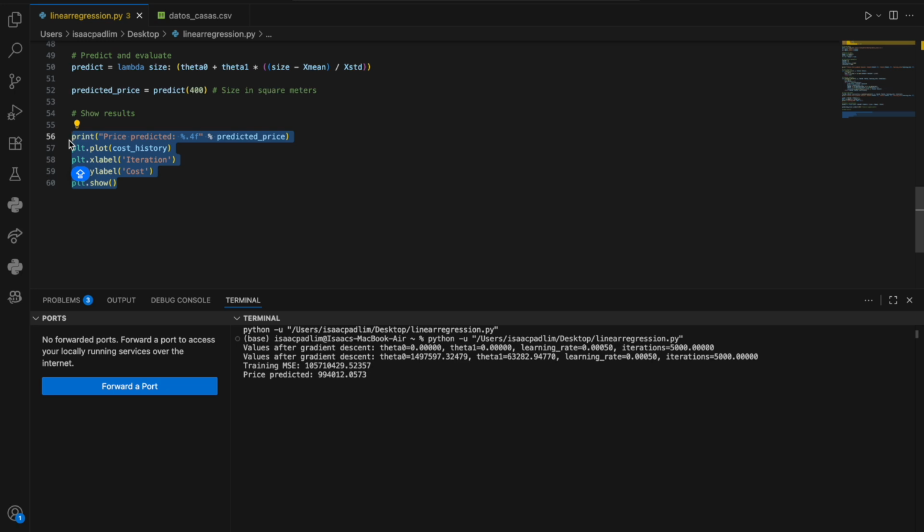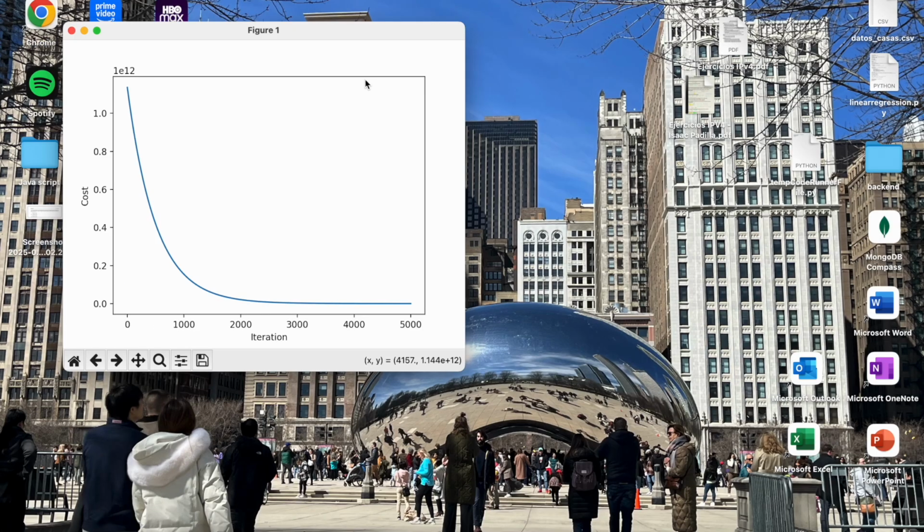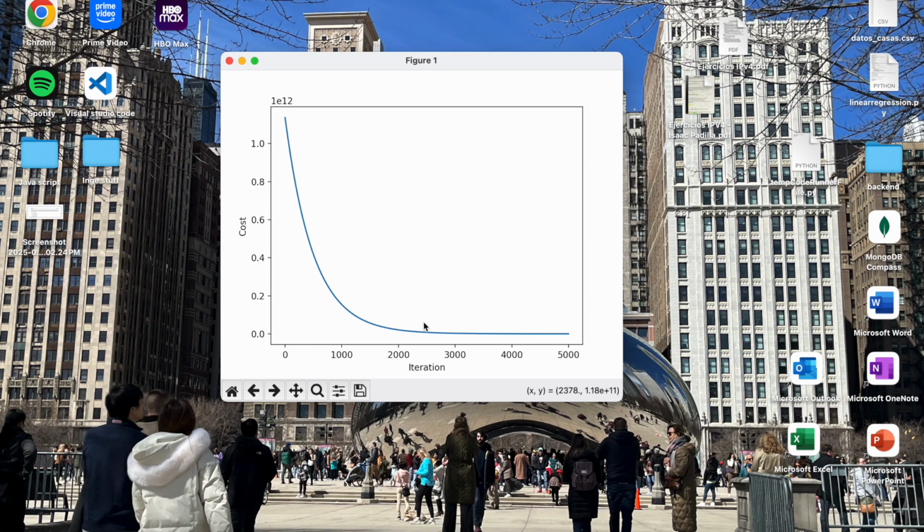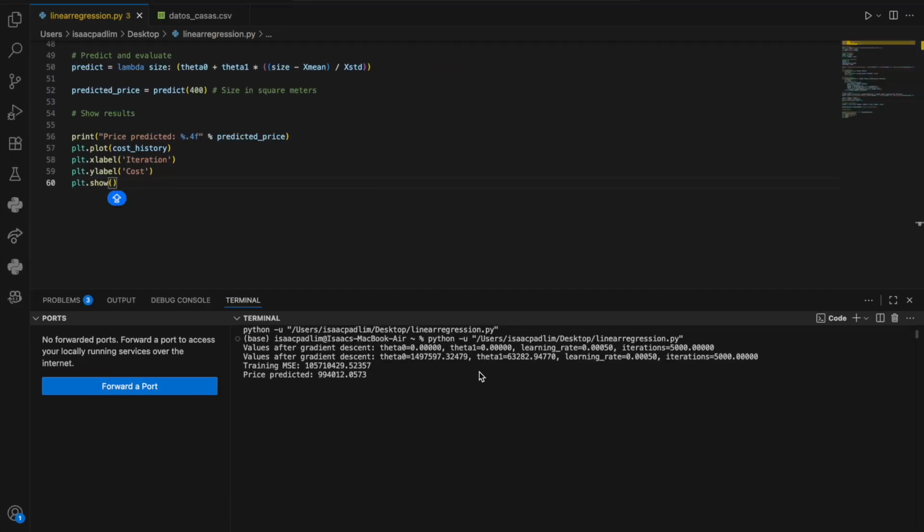Now here we're going to plot the cost curve. The cost goes down and then flattens. That means that the model is converging correctly: at first big improvements, then small ones, and then it levels off. So now we're going to run the code, and as you can see here, this graph will be printed. That will be the price and the size, and here will be the next values: the training MSE, the predicted price, and the values after the gradient descent.